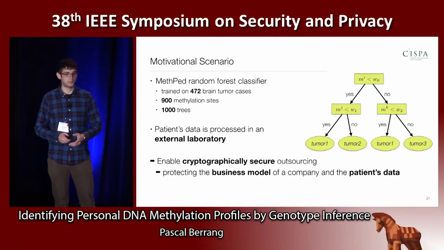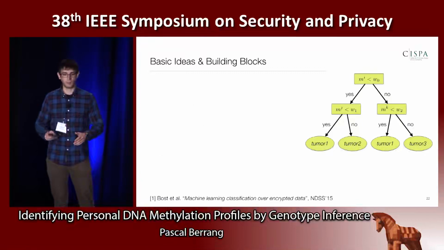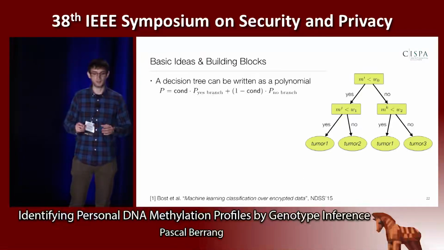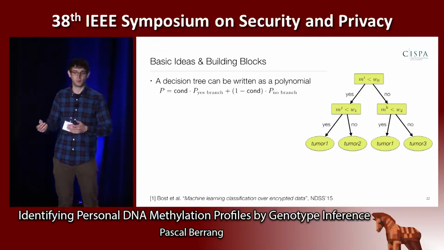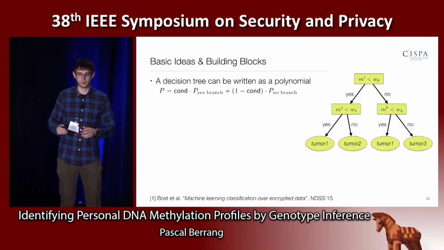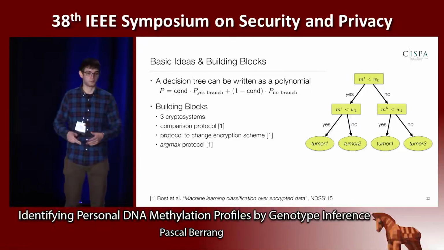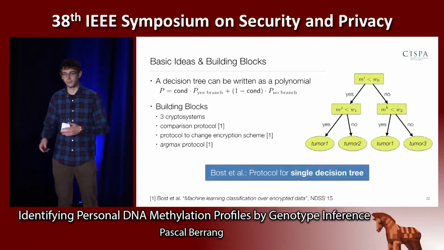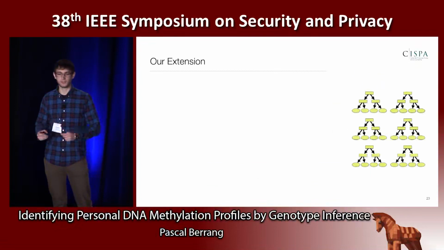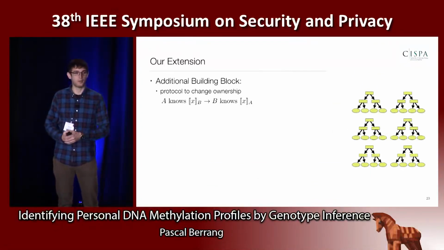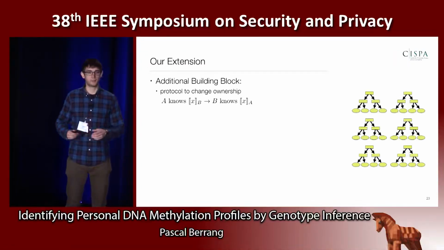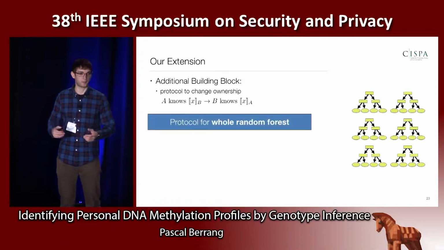We built this secure classifier on top of the work by Bost et al. from NDSS 2015, and their basic idea was that a decision tree like the one on the right-hand side can be written easily as a polynomial. Then, using several building blocks, for example, 3 crypto systems, a comparison protocol, a protocol to change between these encryption schemes, and an Argmax protocol, Bost et al. provide a protocol for a single decision tree. What we now did was introduce another additional building block to change the ownership of an encryption. Based on this, we provide a protocol that is able to securely classify a whole random forest.